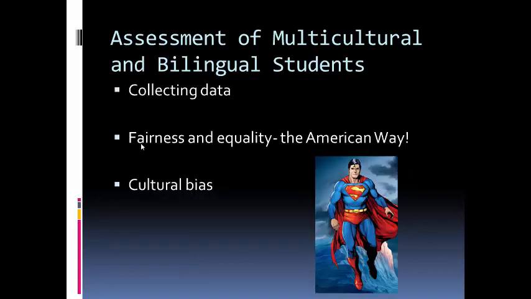Next slide. How do we assess children who come to us who do not speak much English? Well, first we have to collect data. And there are tests that can be given. There are screening tests and things. And some of those are very simple.